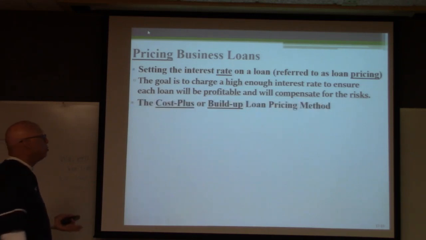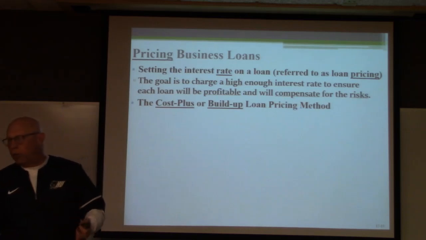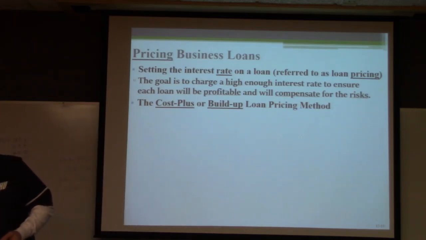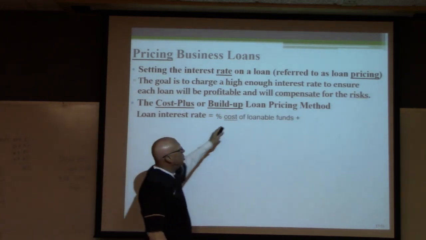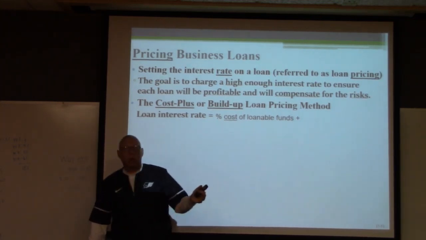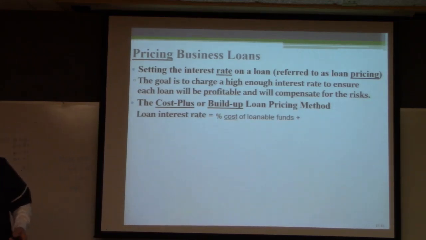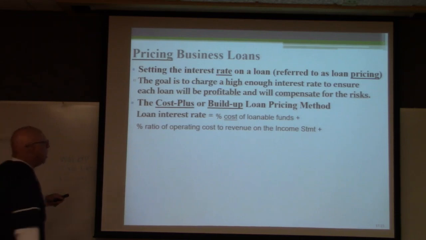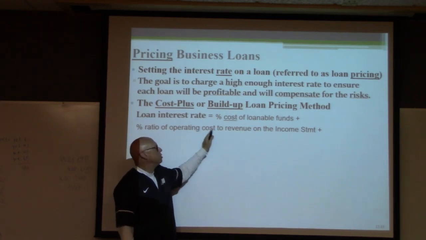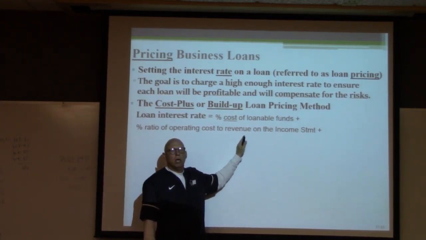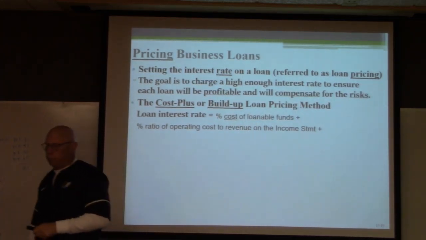There are two approaches to pricing a loan. One is called the cost-plus, or build-up, pricing model. The loan interest rate is equal to, we start with, the percentage cost of loanable funds. What's your deposit cost? What's your cost on bonds? So you start with your cost of funds. To that, you add your operating costs. You go to your income statement and divide your non-interest operating costs into revenue. So you have to cover the cost of funds, plus you have to cover the cost of operations.